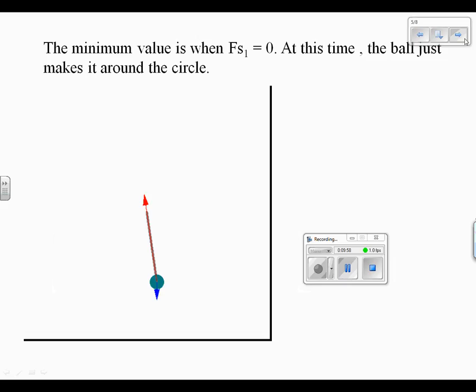Okay, here's the math. The minimum value is when the string force is equal to 0, when the tension is equal to 0. At this time, the ball just makes it around the circle, because as it goes around the top, when it gets to there, because of the angle, then the centripetal force becomes greater. So there's some speed that you have to go that gives you that string tension equal to 0. What is that speed? Does anyone remember the formula that I said look over the guy's shoulder?